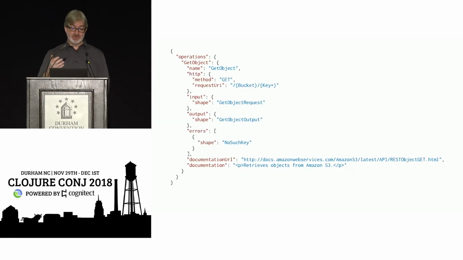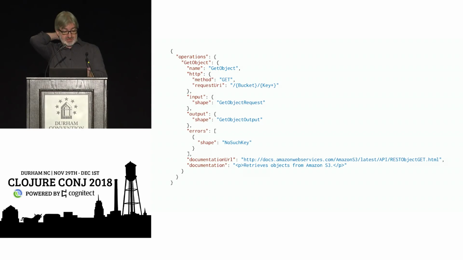Anyway, if you look further down, you'll see a collection of operations, right? And here's one to get an object from S3. It's got a name, and you can see it's a GET request, and you format the URI this way. And then there's this thing input, and input has a shape. And the shape of this input is GetObjectRequest. I'll come back to that in a second.